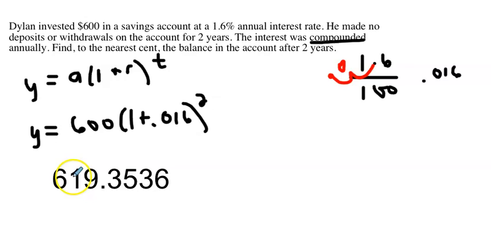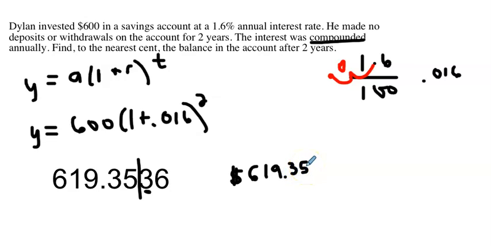The number we get is 619.3536, but again it's money, and this 3 is less than 5, so we're going to leave this one alone this time. So we'll have $619.35.